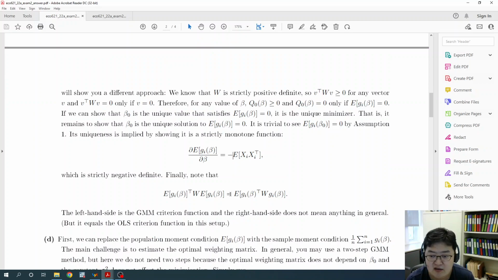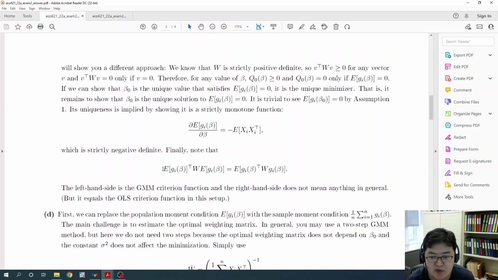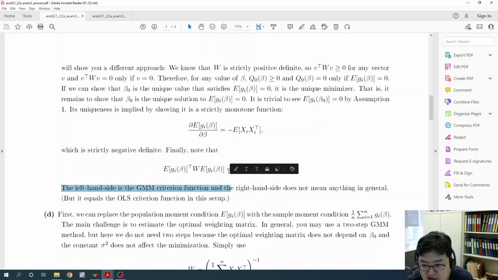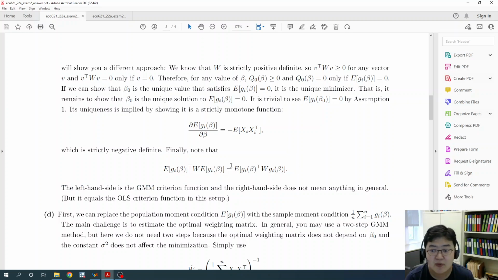And finally, it's easy to mistake the criterion function like this. I meant to say they are not equal. It's not wrong, it's not correct. It should be not equal. They are not equal, so they are different. You have to be careful. This is the GMM, and in the end it becomes the OLS criterion function, but in general it doesn't mean anything here, right?